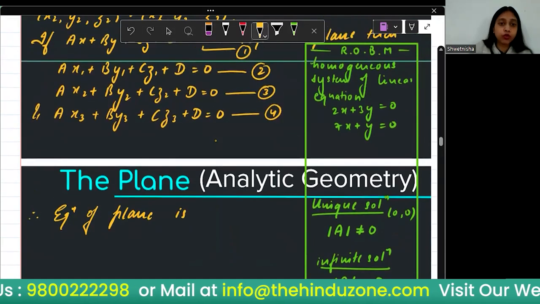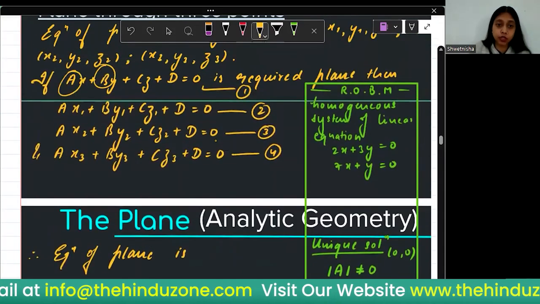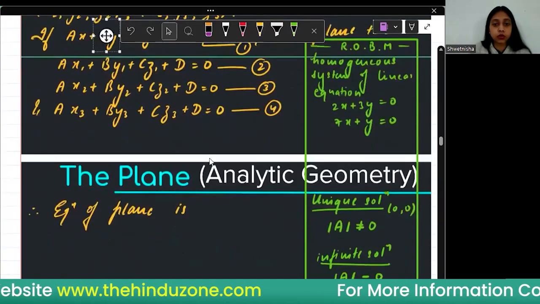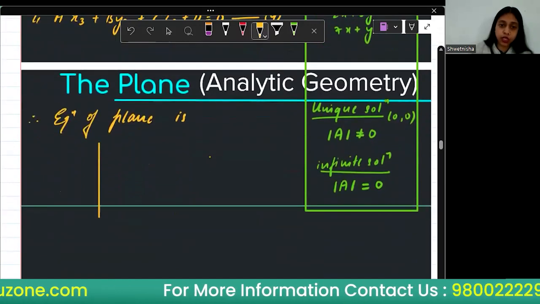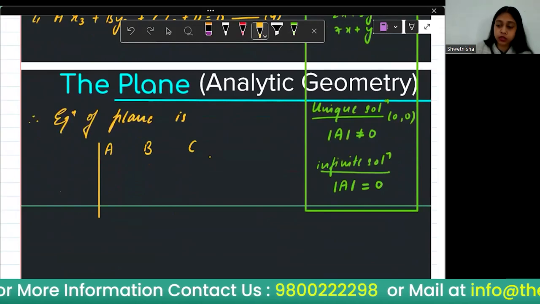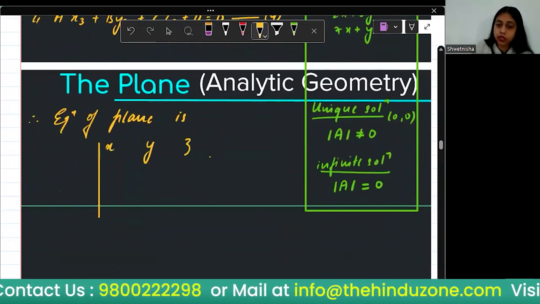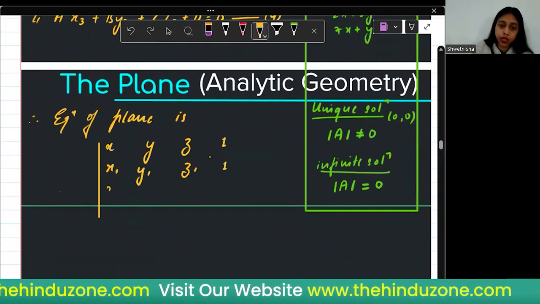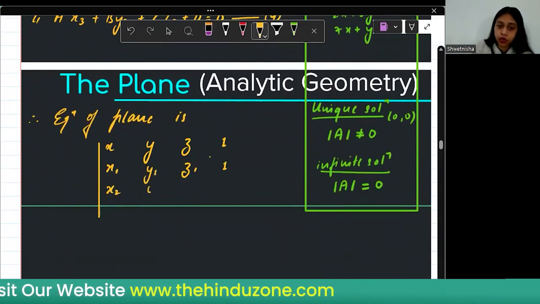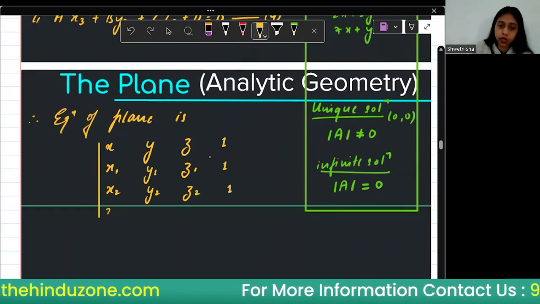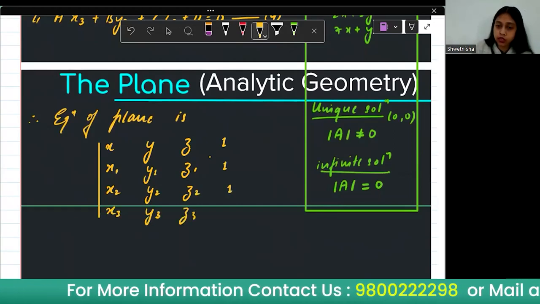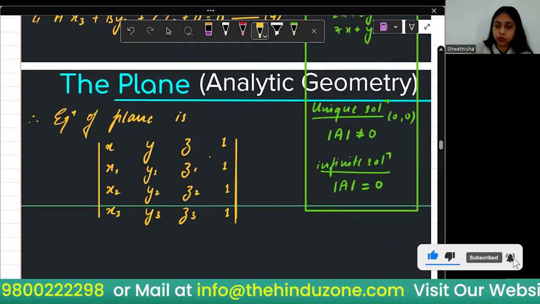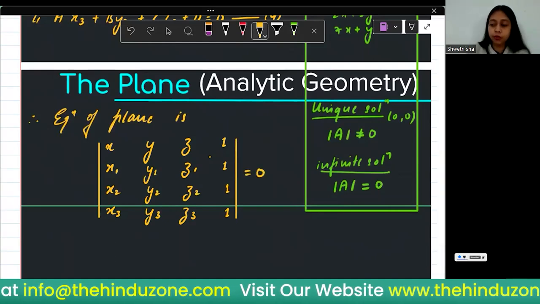So the equation of the plane is, what are the coefficients? Don't forget that A, B, C, D are working as variables. The coefficients will be X, Y, Z, and 1. So the determinant with rows X, Y, Z, 1; X1, Y1, Z1, 1; X2, Y2, Z2, 1; X3, Y3, Z3, 1, and this determinant is going to be 0. Okay?